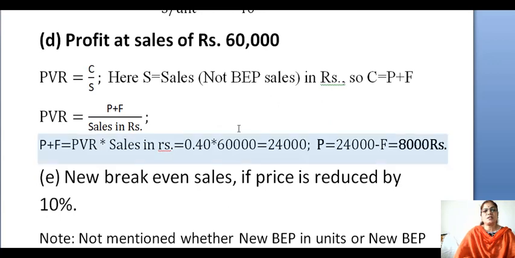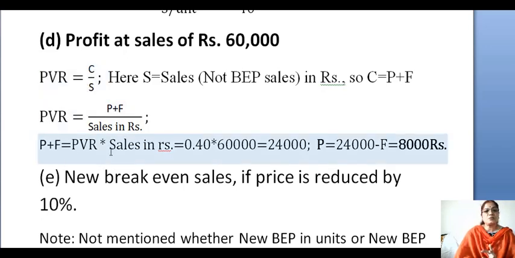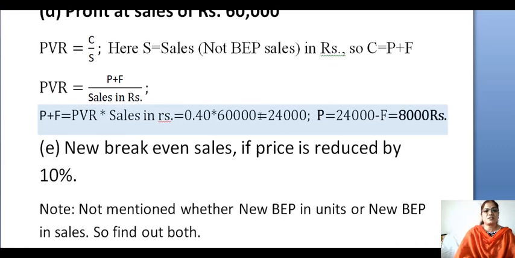Profit at sales of rupees 60,000. Now this is in the other way it is asked. Sales is given 60,000 rupees. How much profit will be earned at that sales is needed to be calculated. Once again the same formula, but here since S is associated with the profit, it is not BEP sales, so C should be P plus F. Just substitute. What is needed is profit, so keep this on the left, multiply this and this, and then after that subtract from this F, that is fixed cost, we get the profit 8,000 rupees with the sales of 60,000.